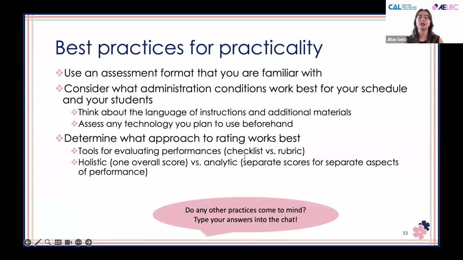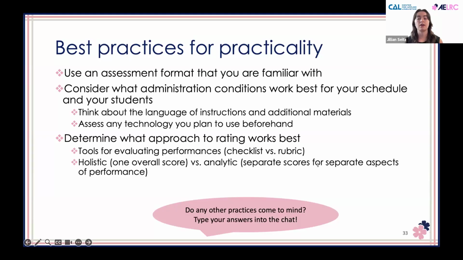In order to address all of these practicality considerations, here are some best practices that we suggest. Firstly, it can be really helpful to utilize an assessment format that you are familiar with. Trying to learn a new way of assessing as you are doing it can add a lot of time and pressure to your work. You also want to think about what kind of assessment conditions work best for you and your students.